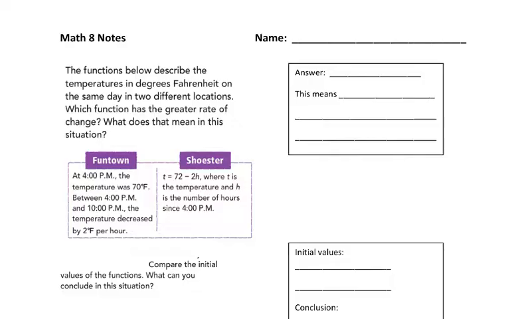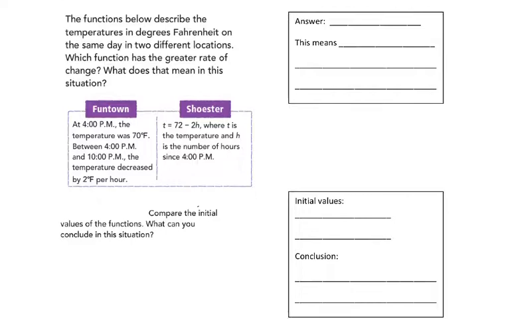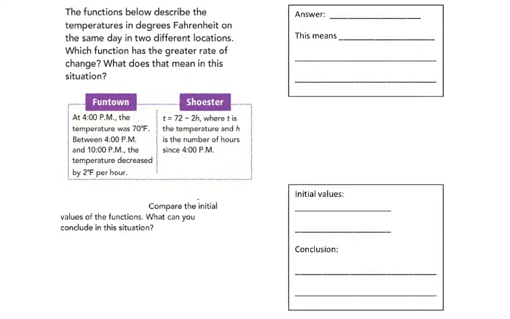Alright, moving on to the next page. The functions below describe temperatures in degrees Fahrenheit on the same day in two different locations. Which function has a greater rate of change, and what does that mean in the situation? So if you take a look at the wording here, it says it decreased 2 degrees per hour. So the rate of change is negative 2 degrees per hour for Funtown.